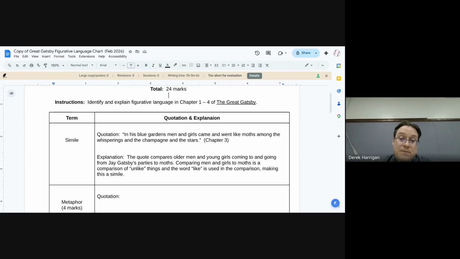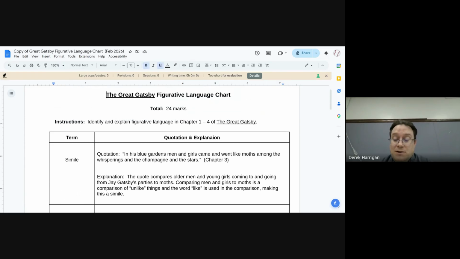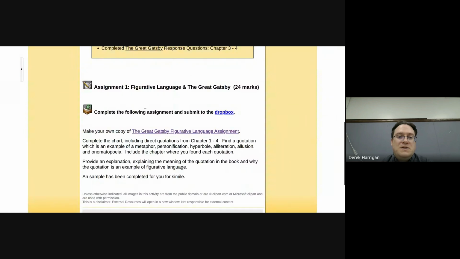I would argue, if you just go to any page in the book and read through that page, you're likely to find more than one example of figurative language, because figurative language is all over the place in the book. Okay, so I think that finding figurative language is maybe not the hard part, although we'll see how it goes. But I think the hard part is explaining.